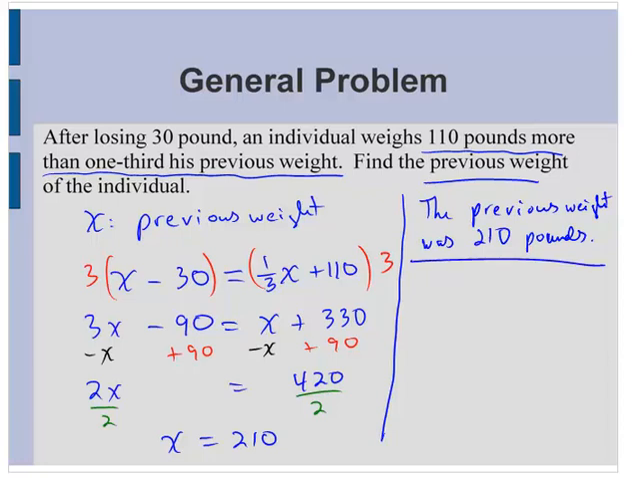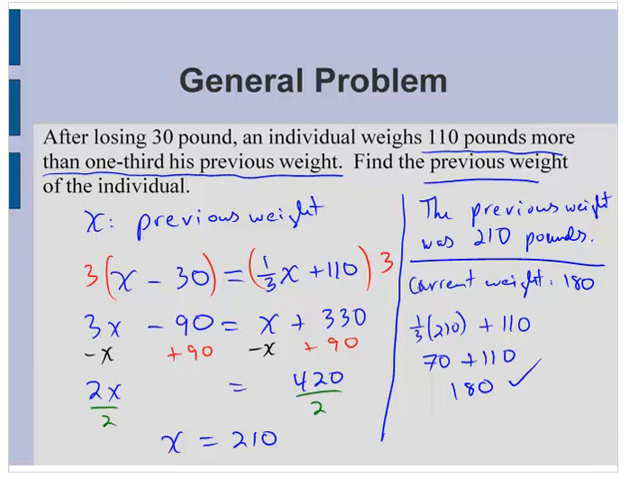Let's go ahead and check our work on this one. If the previous weight was 210, he's lost 30 pounds, so the current weight would be 180, 30 pounds less. But it also needs to be 110 pounds more than 1/3 of his previous weight. 1/3 of 210 is 70. 70 plus 110 is 180. It checks. I'm very confident about my solution.